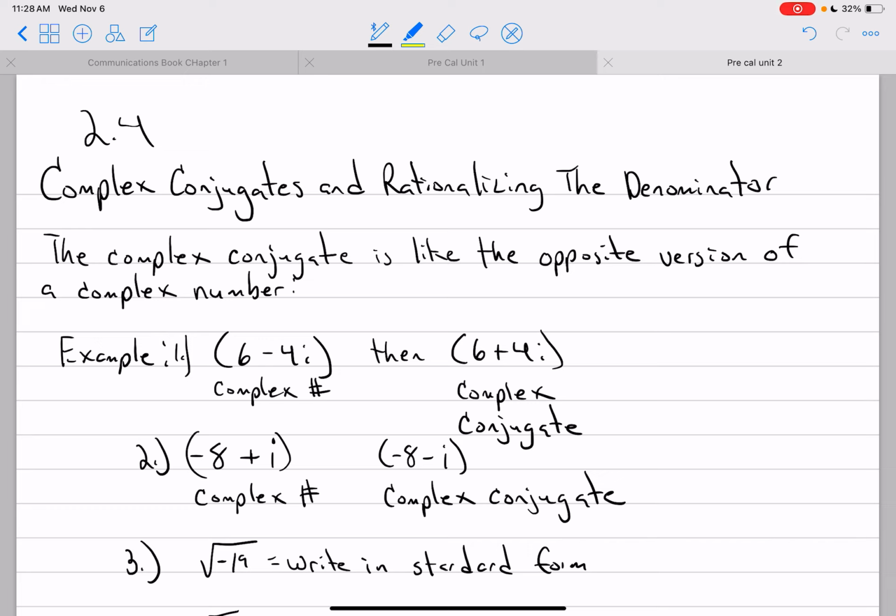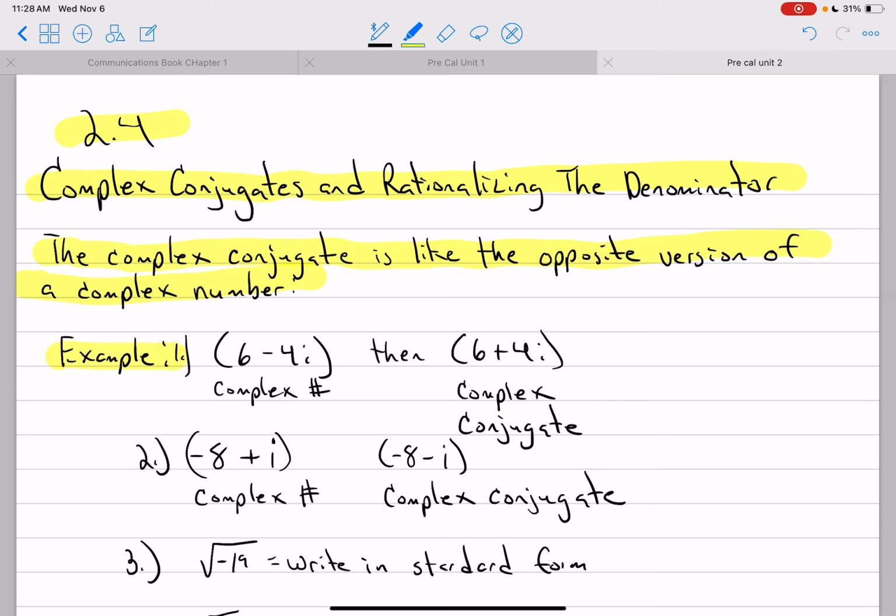All right, Mr. Bass, we are in section 2.4. We are talking about complex conjugates and rationalizing the denominator. The complex conjugate is like the opposite version of a complex number. I don't want to give you the crazy definition, but that's the simple definition.